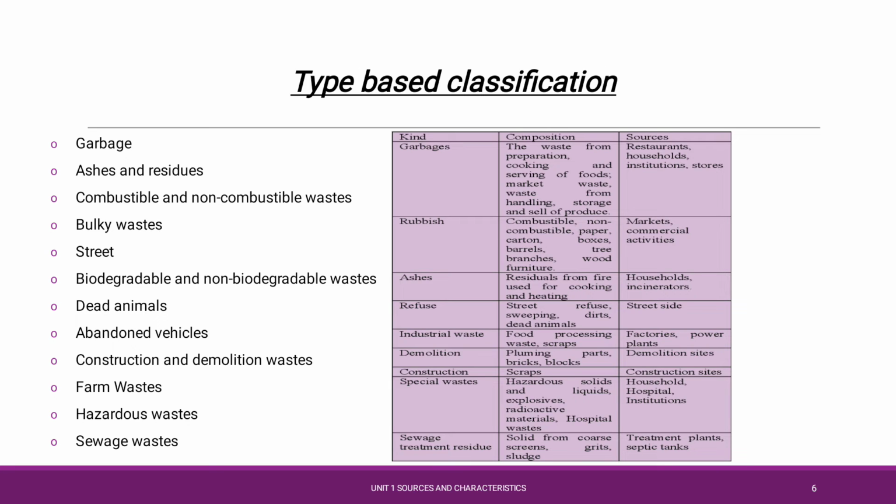Bulky waste is the waste generated from larger household appliances such as refrigerators, washing machines, etc. This cannot be accommodated in the normal storage container, so it requires a special collection mechanism. Street waste. These wastes are generated from street walkways, parks, vacant plots, etc.